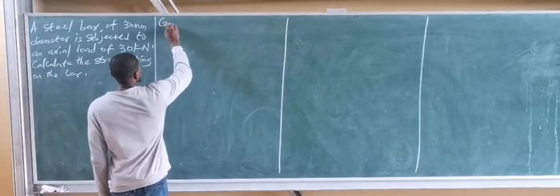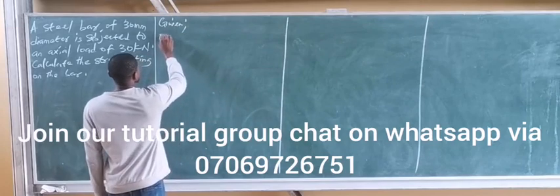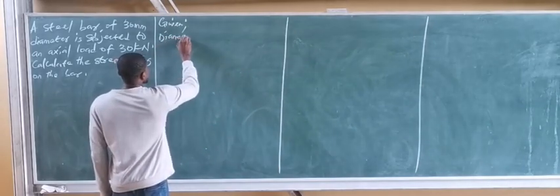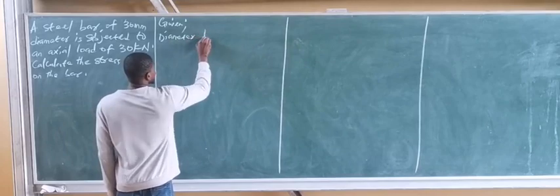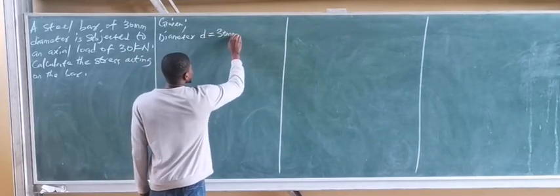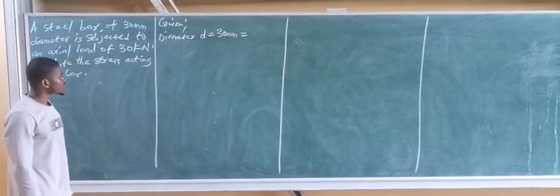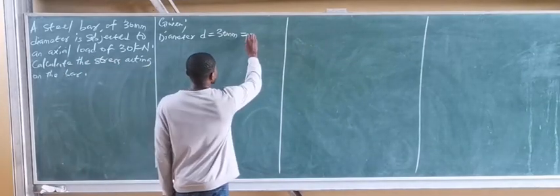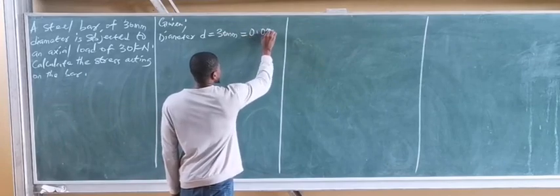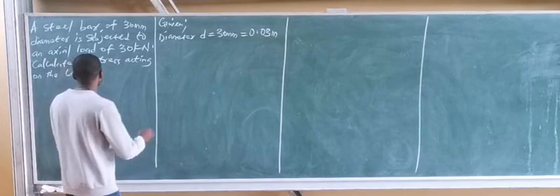So, given, we have diameter D is 30 millimeter. So we convert 30 millimeter to meter, we divide by 1000, that will give us 0.03 in meters. Next parameter is load.